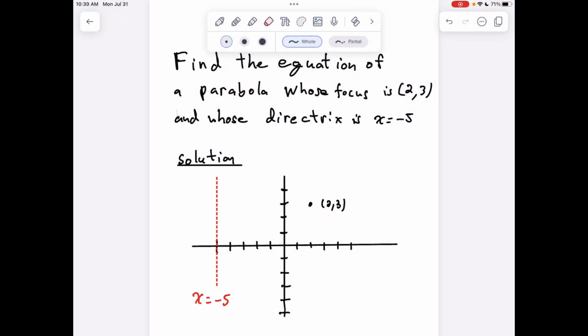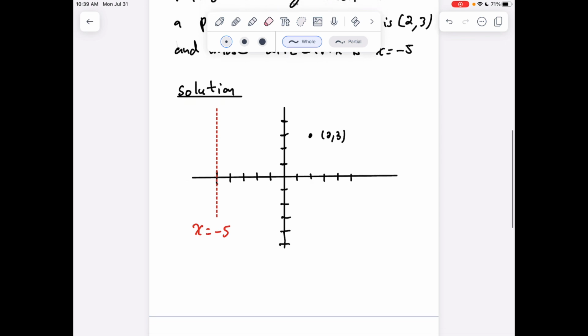All right, so we're working on some pre-calculus today. Find the equation of a parabola whose focus is (2, 3) and whose directrix is x equals minus 5. Whenever I'm asked to find the equation of a conic with some given information, I like to go ahead and draw this information out on an xy axis as such.